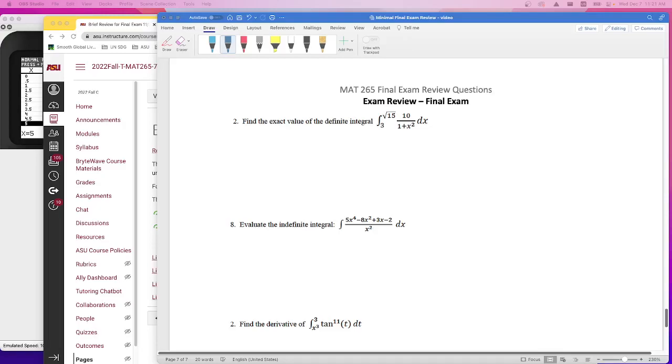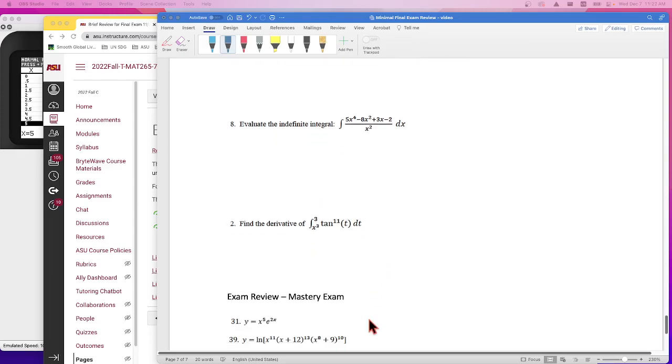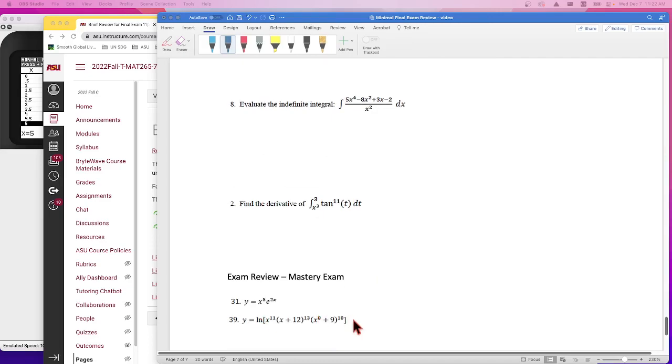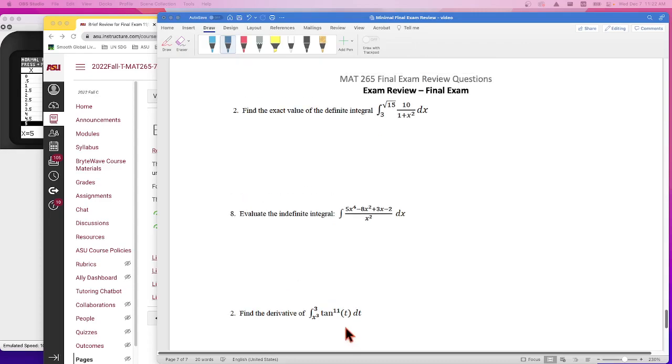All right, we're almost there. This is the last part, so this would be the new type of material we've done since exam three. There are three types of questions to be able to address, and then a couple from the mastery that would be good to know how to do. Okay, so let's start here.